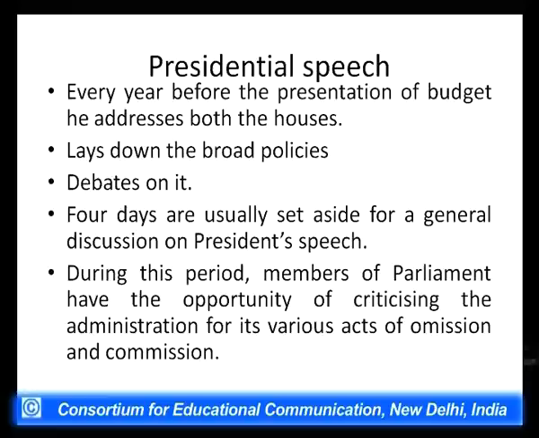February in India. Before the budget session, this speech is delivered. Both the houses of parliament assemble in the central hall and president addresses the MPs, both of Rajya Sabha as well as Lok Sabha, sitting together. Here, president gives the outline of the broad policies which will come up in the year.